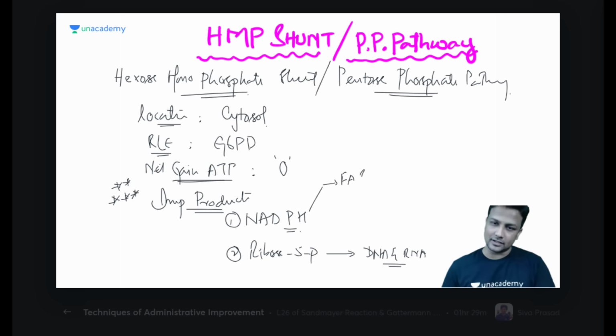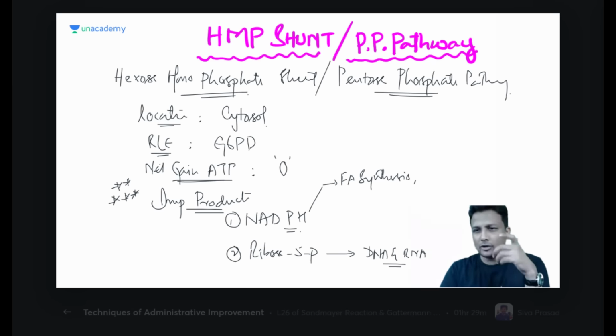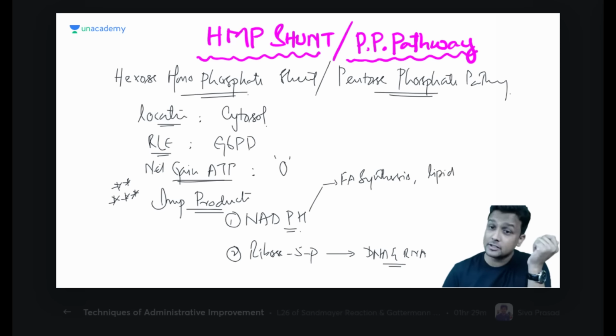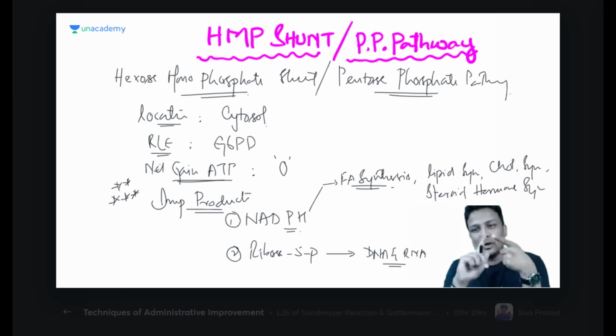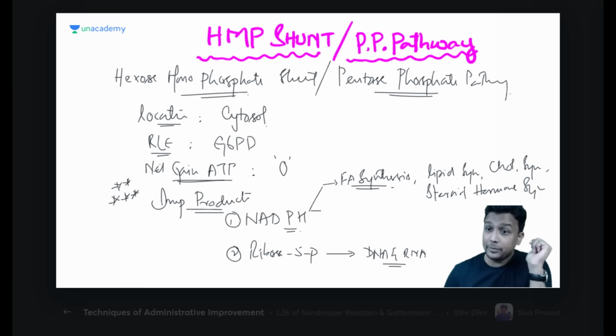Remember it like this, guys. NADPH is required for fatty acid synthesis. Fatty acid belongs to which group? Lipids, right? So if it is required for fatty acid synthesis, can I write lipid synthesis? Yes. Can I write cholesterol synthesis? Yes. And if cholesterol is forming here, can I write steroid hormone synthesis? Of course. I request all my students to remember one single word, fatty acid synthesis. Everything else will follow. So NADPH is required for fatty acid synthesis, lipid synthesis, cholesterol synthesis and steroid hormone synthesis.